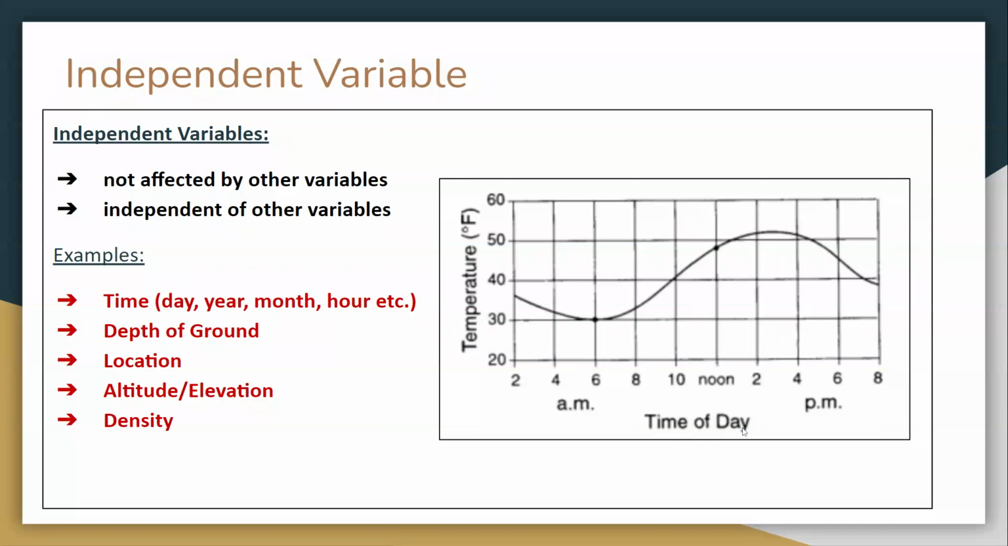And you can see here, time of the day in my graph is my independent variable. It's not affected by anything. Time is, but temperature is affected by time as time goes or changes within the day. They're both changing, but one is being affected by the other. The other one is staying unaffected. The one that's not being affected is the independent variable.